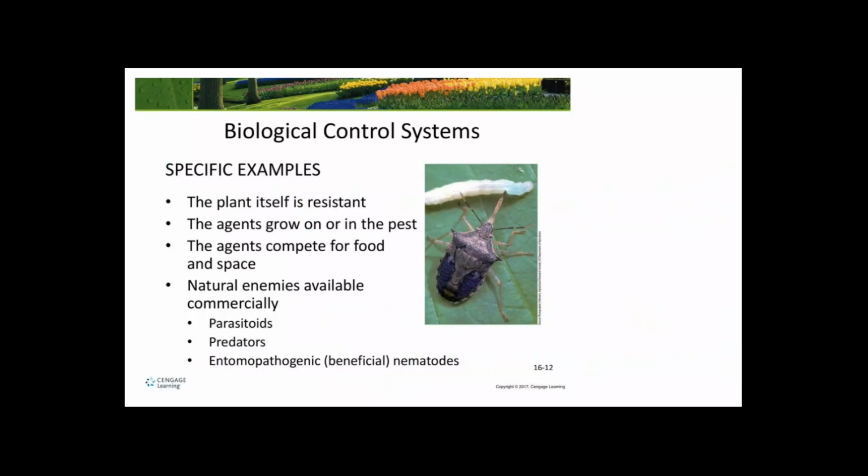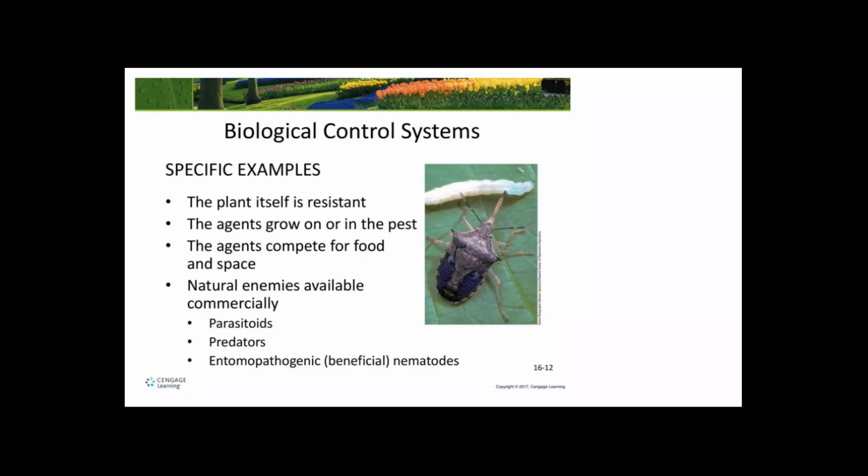Then you can have biological control, where the plant itself is resistant and the agents grow on or in the pest, and the agents compete for food and space. And then you have natural enemies such as parasitoids, which are parasitic on the pest, or predators. And then you can use entomopathogenic nematodes.